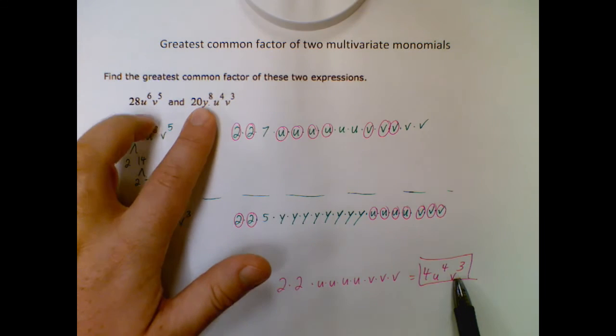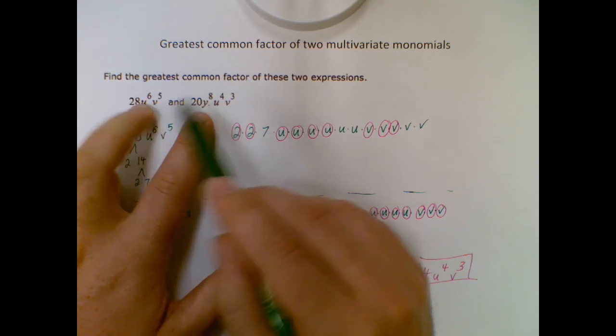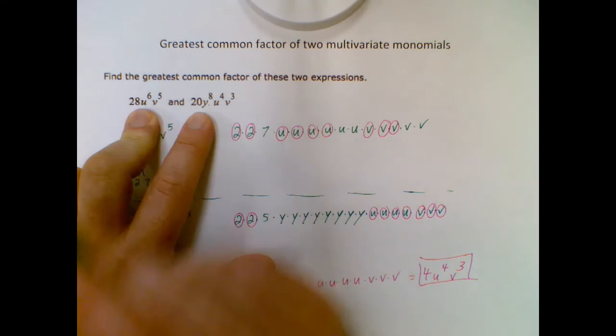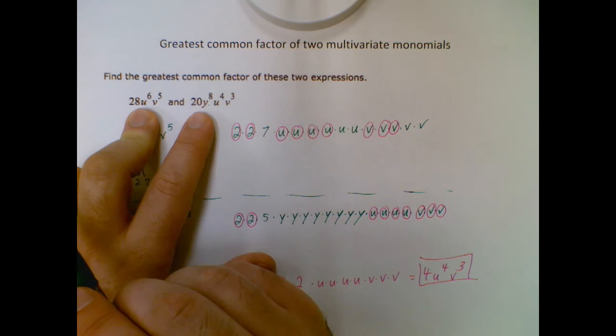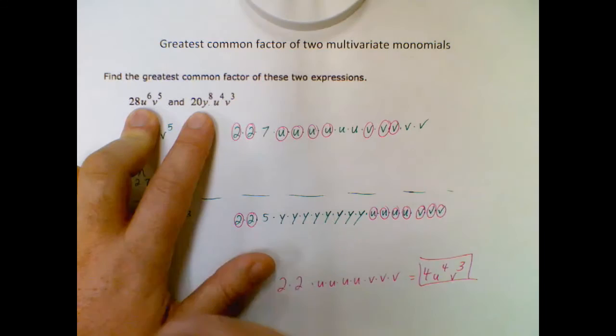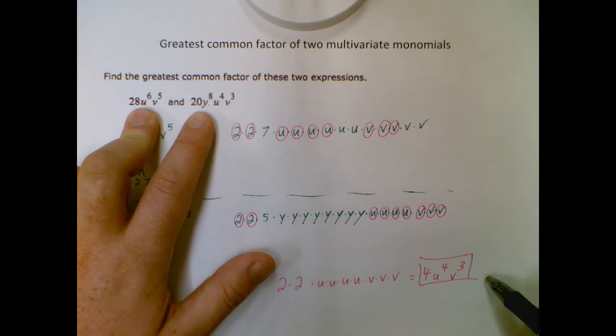With the y's, it's a little harder to see, but I have 8 here. How many y's do I have in this one? None. What is smaller, 8 or 0? Right, 0, which is why there's no y's down here.